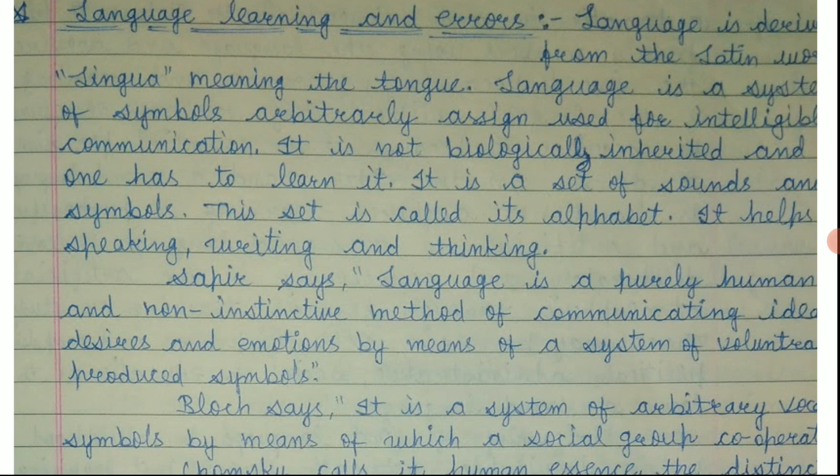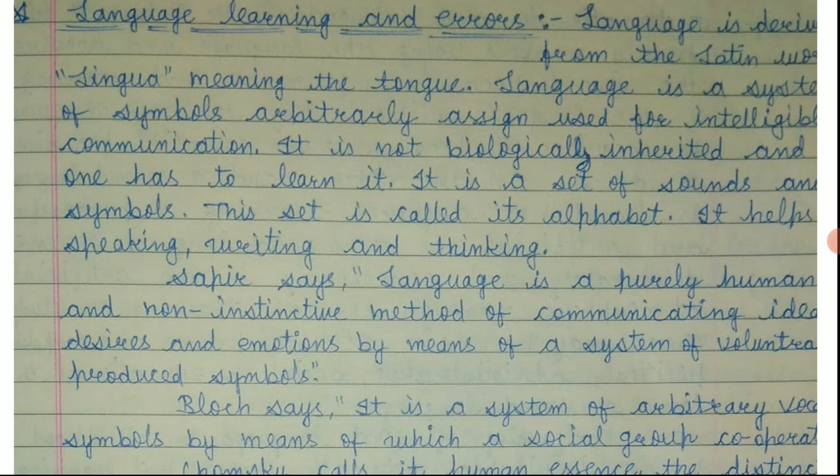Language is derived from the Latin word lingua. It is a kind of repetition. We have discussed these terms, language and the characteristics of language, in our initial classes, but to connect the matter from the base, we are repeating these things. Please bear with me. So language is derived from the Latin word lingua, which means the tongue, or we can say speech. Language is a system of symbols arbitrarily assigned and used for intelligible communication.